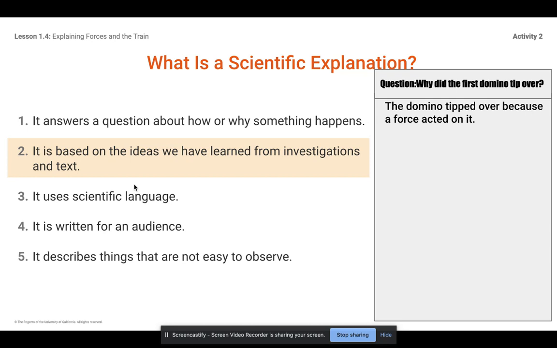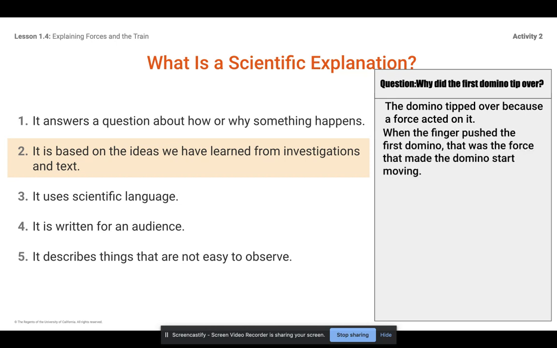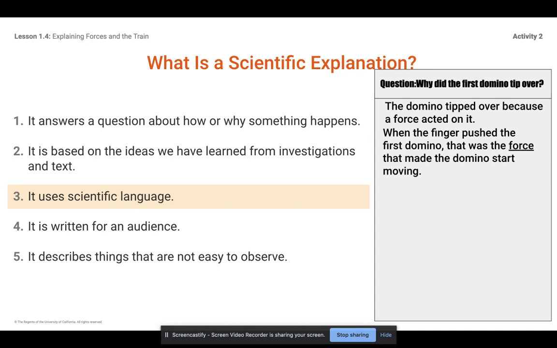So we know that when my finger pushed the first domino, that was the force that made the domino start moving. We know that if there is evidence of a force, the force has to show that the object is moving or stops moving. So my answer is when the finger pushed the first domino, that was the force that made the domino start moving. Our next thing, it says it uses scientific language.